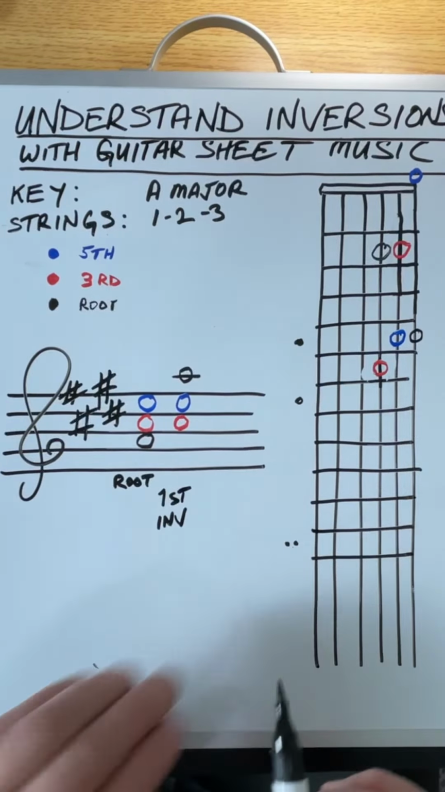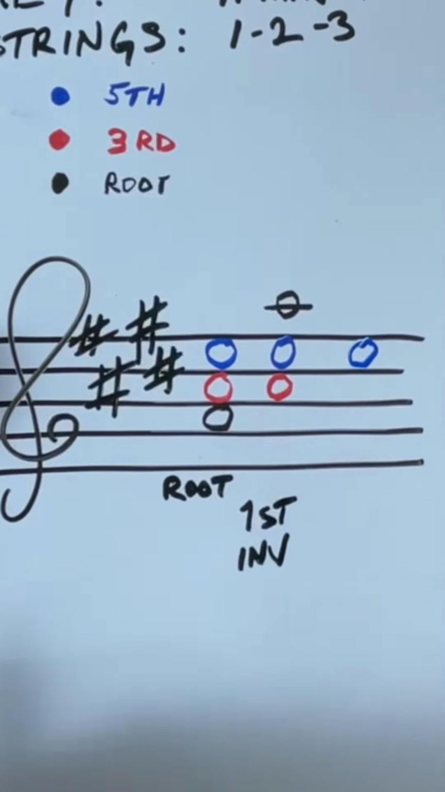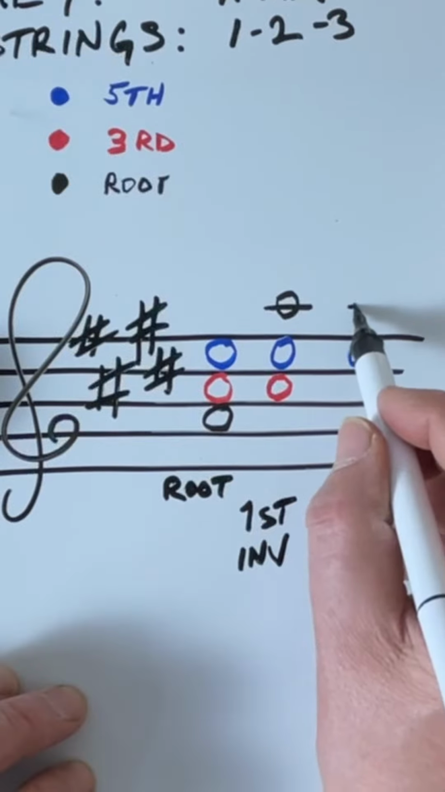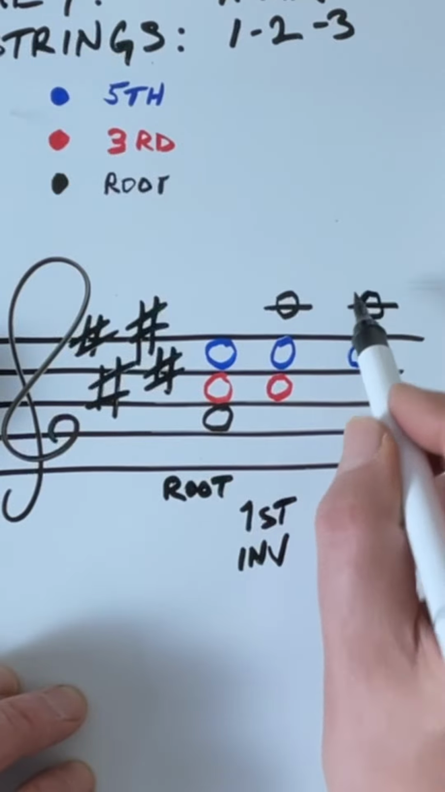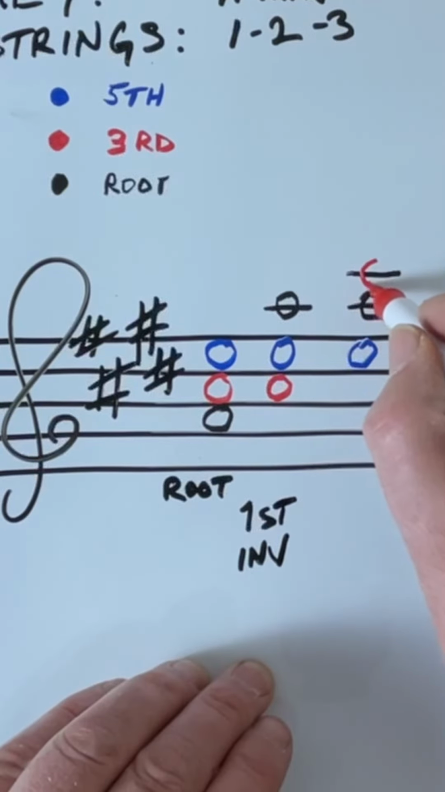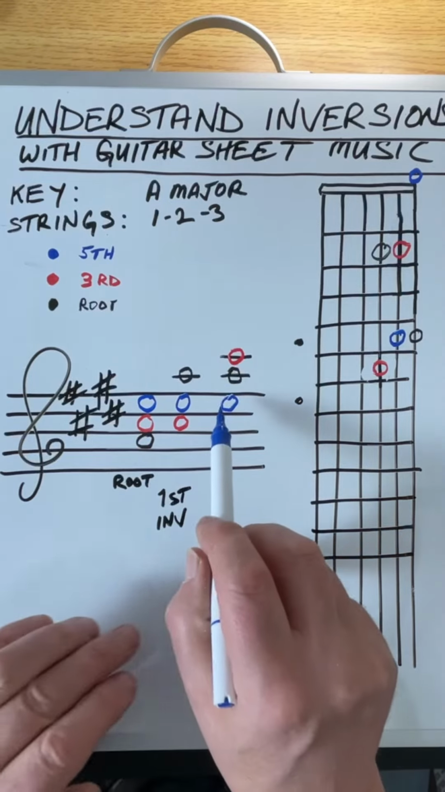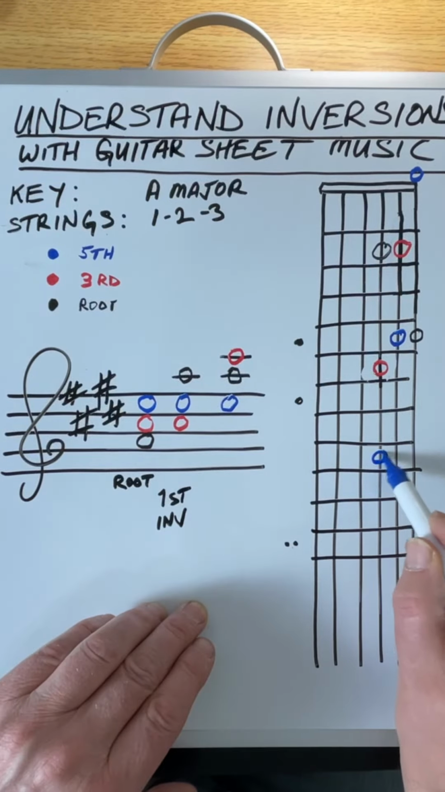of the first string. The second inversion is going to have this note, the 5th, in the bass. And then we'll have also the root note above it. This third note going on the top, that's going to be C up here. Let's see if we can find those notes on the fretboard. The first note, E, is going to be right here on the 9th fret.